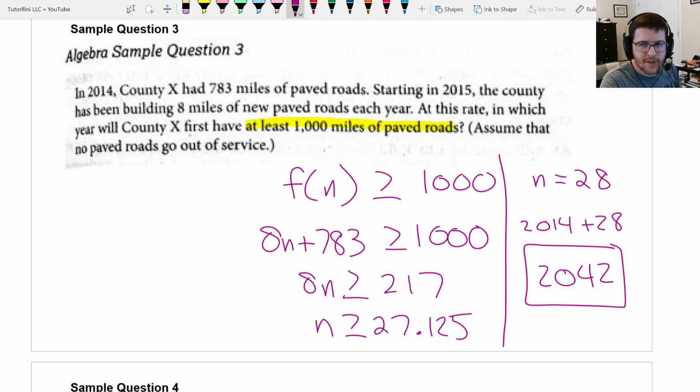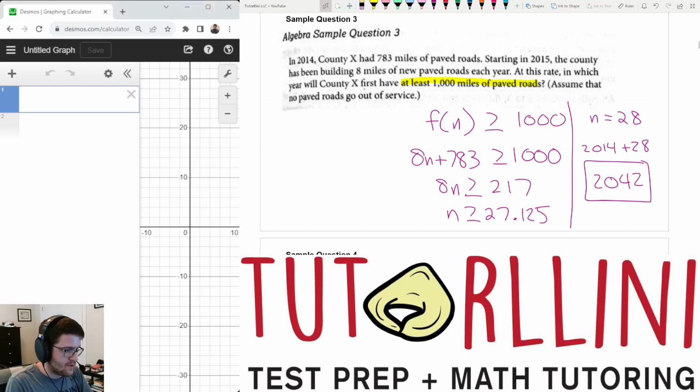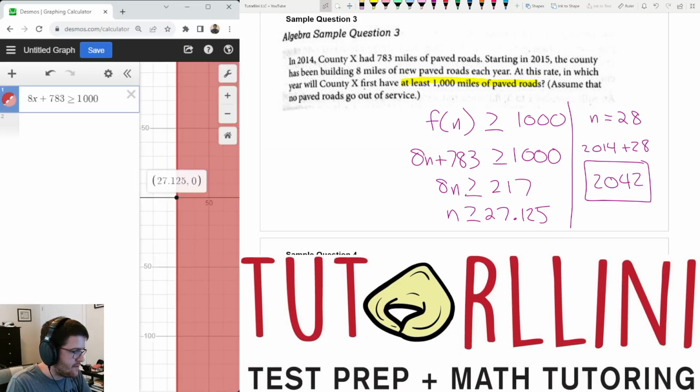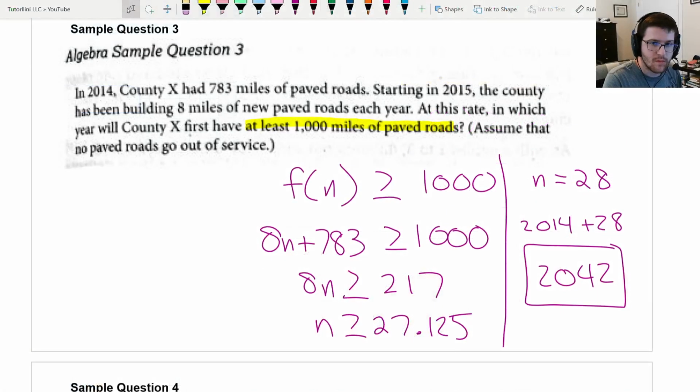We could have done some of these questions with Desmos. I don't know if it really helps that much, but let's just look at this one really quick. So let's say I had 8x plus 783 is greater than or equal to 1,000. And you see the very first value is 27 and then 27.125, but we're doing years, so it's like whole number of years. So the first one to the right of that, that's a whole number, is 28. Great. Okay, let's come back over here. Let's move on to question 4.